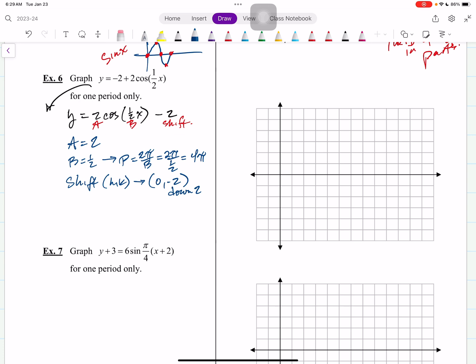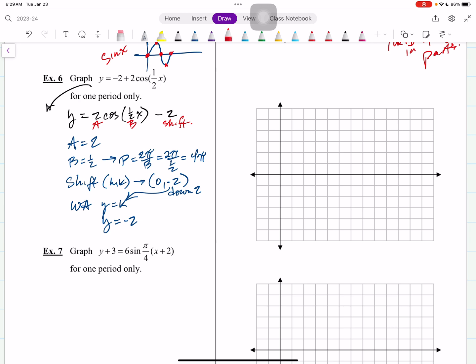All right, and then because the wave axis here, or the midline, is always y equals k, I know that y equals negative 2 for my midline, or for my wave axis. And so I'm going to go from y equals negative 2, I'm going to go up 2, down 2, and it's going to oscillate between there. So let's start graphing here.